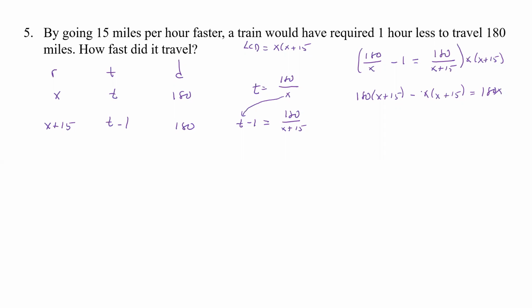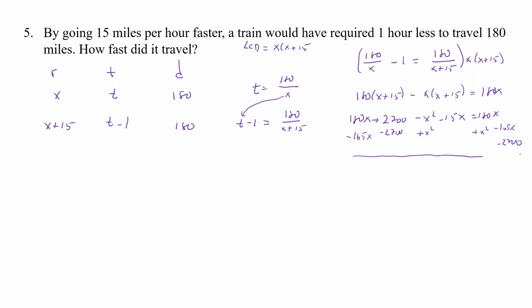Now we have to distribute and get rid of parentheses. So we have 180x, then we have plus, and then we multiply that out. We get 2700, it says. And then we have minus x squared minus 15x equals 180x. Okay, we have a negative here, so we're going to have to add x squared to both sides. Here we have 180 minus 15, so we're going to subtract 165x from both sides. And here we have subtract 2700 from both sides.